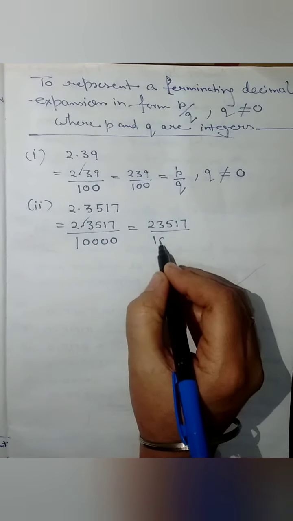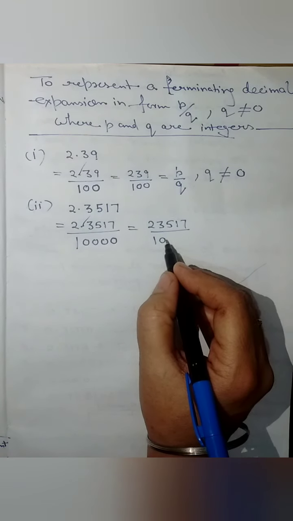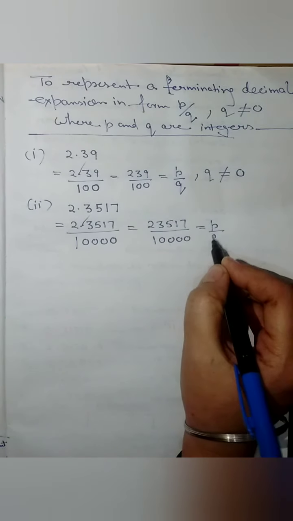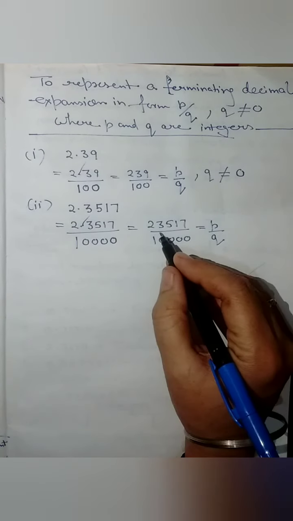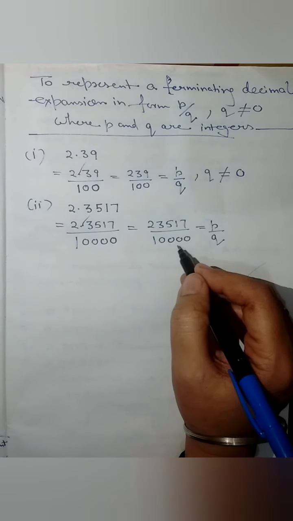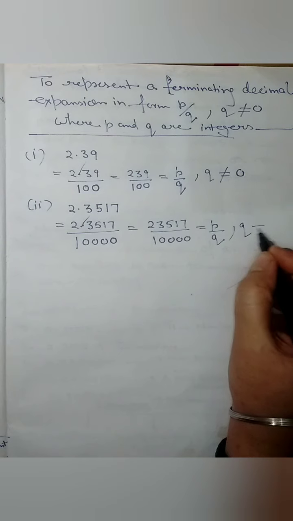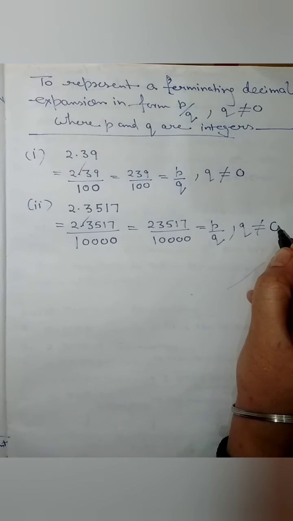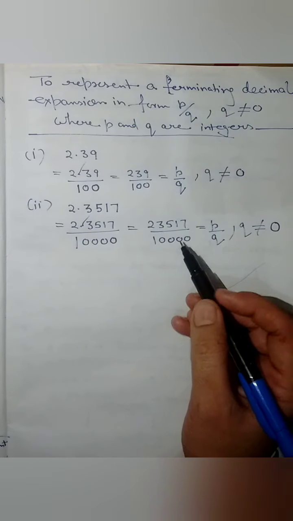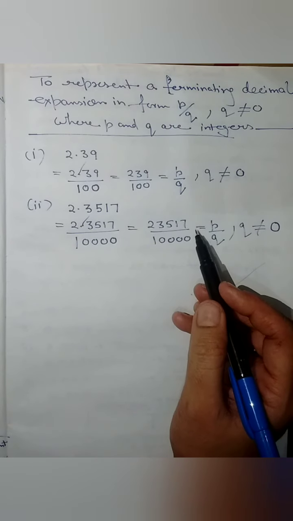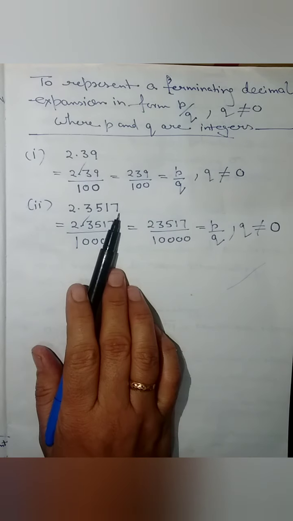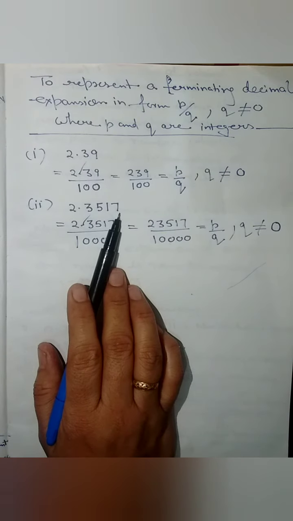23517 upon 10000, which is of the form P upon Q, where P is 23517 and Q is 10000 and Q is not equal to 0. We can see here that it cannot be reduced as it is already in standard form. So this is the P upon Q form of a given decimal expansion.